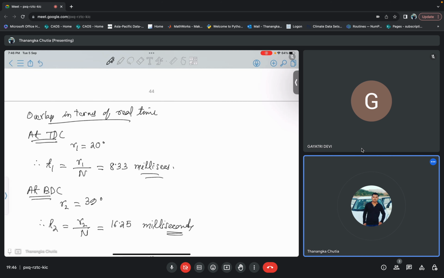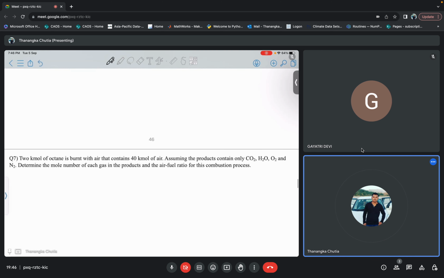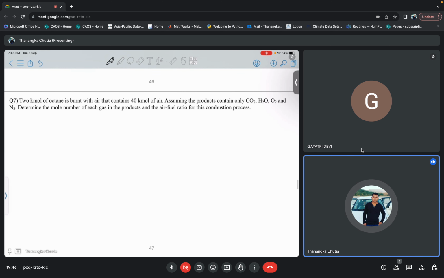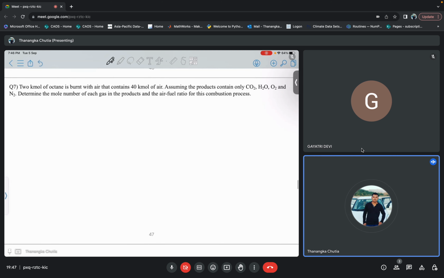Just a question that is related to the valve timing diagram. Fine. So now let us go to some questions of combustion, calculating the air fuel ratio and so on.